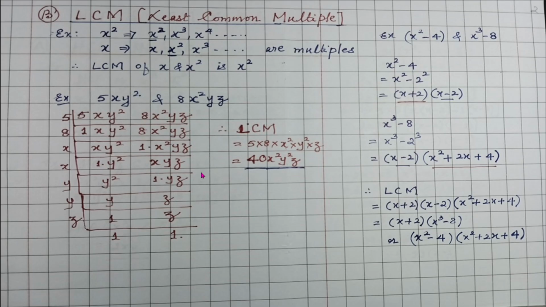Therefore the LCM will be 5 into 8 is 40, x into x is x², y into y is y², and z. A very simple method. Try to remember this. We have learned this when we were finding the LCM of numbers.